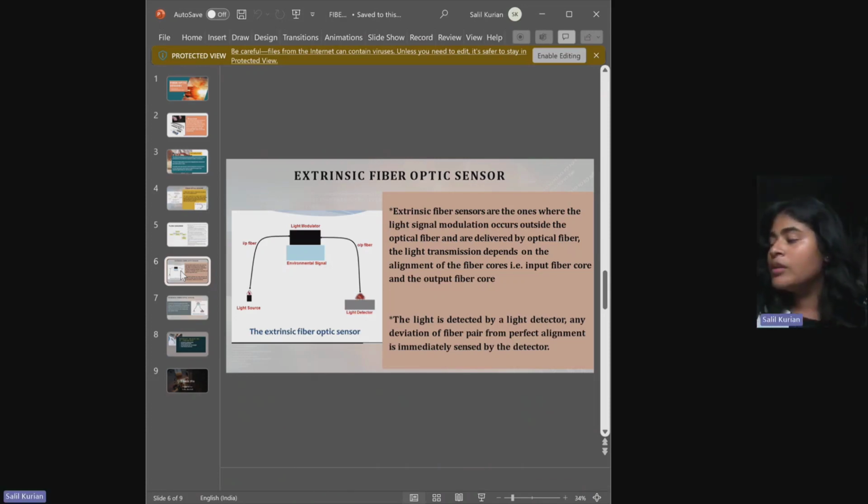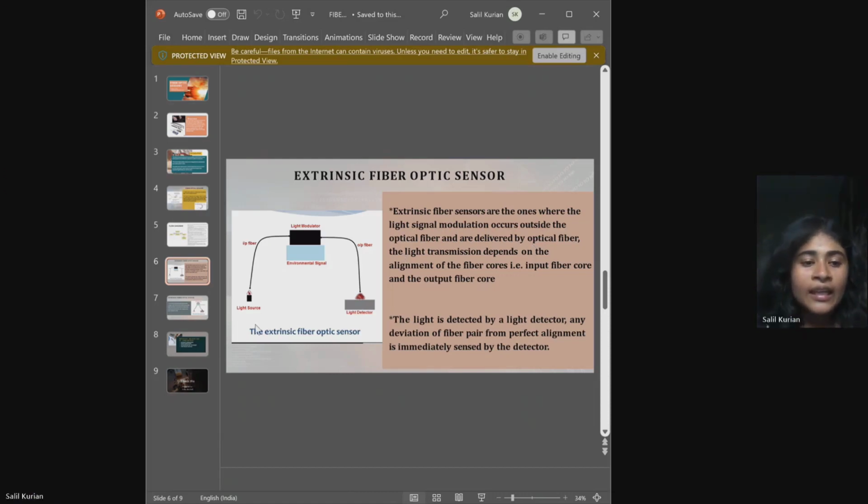So while speaking about different types of fiber optic sensor, there are two types: extrinsic fiber optic sensor and intrinsic fiber optic sensor. As mentioned here, the extrinsic fiber sensors are ones where the light signal modulation occurs outside the optical fiber and they are delivered by optical fiber.